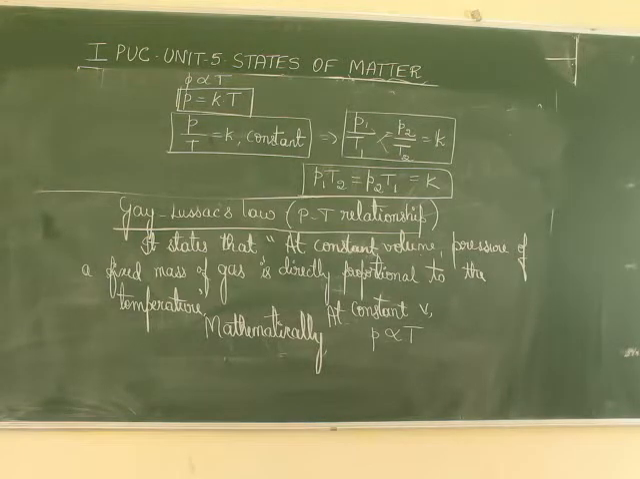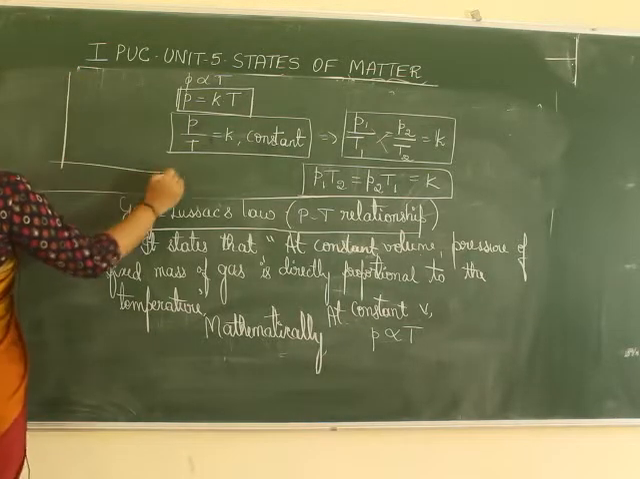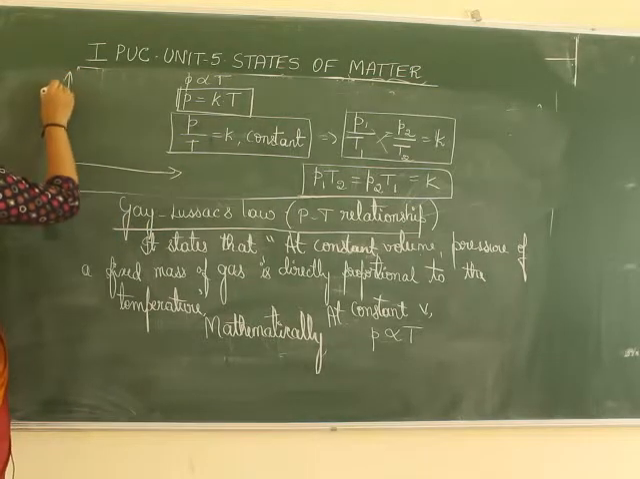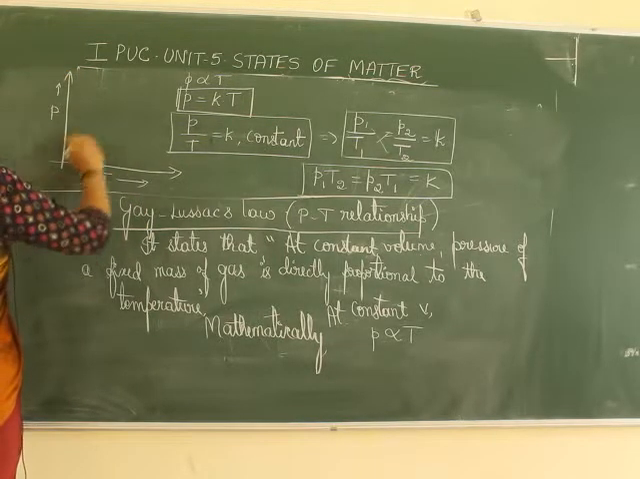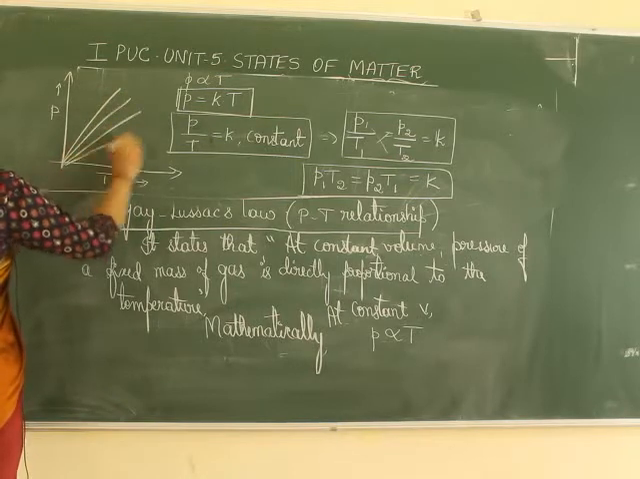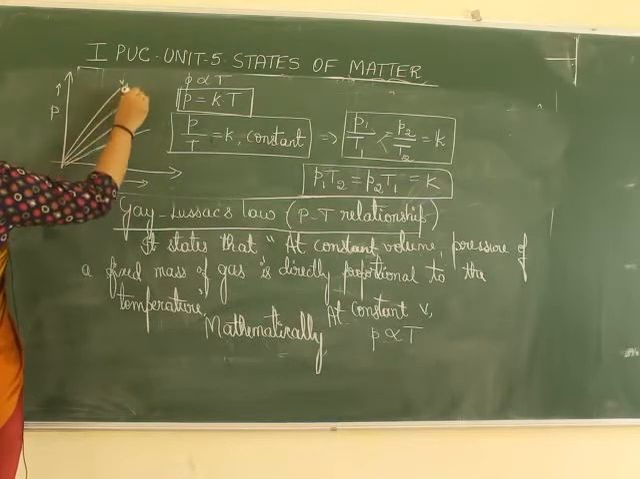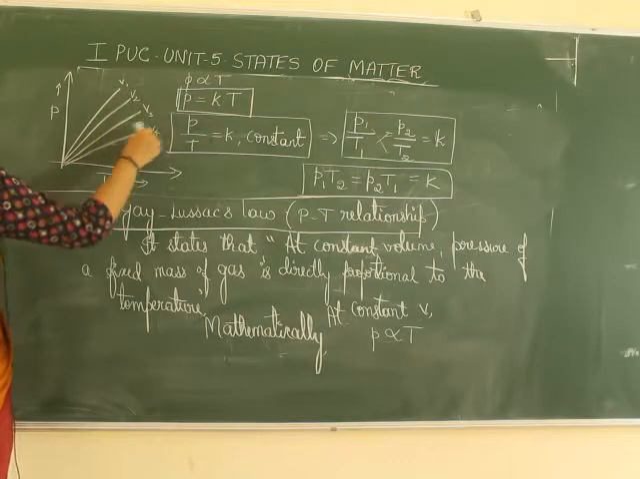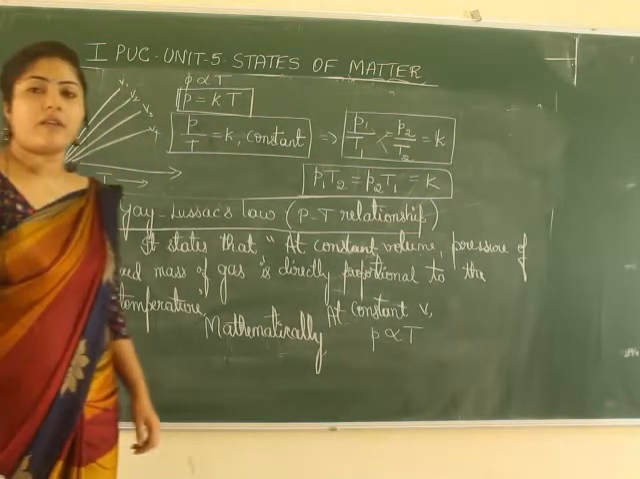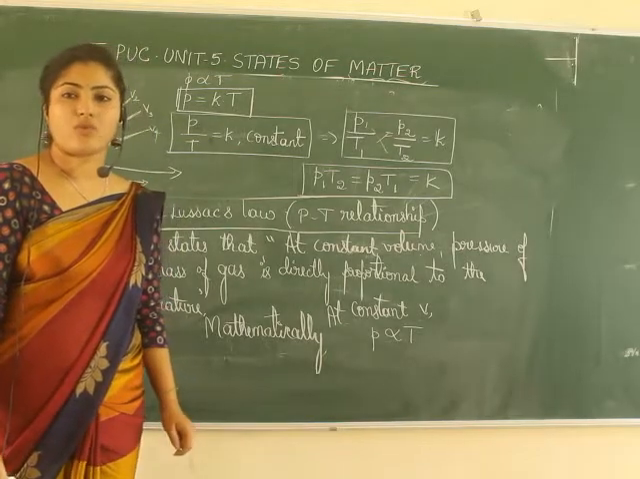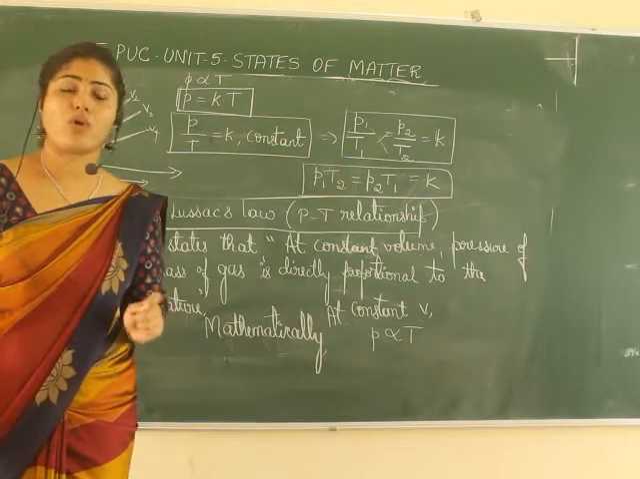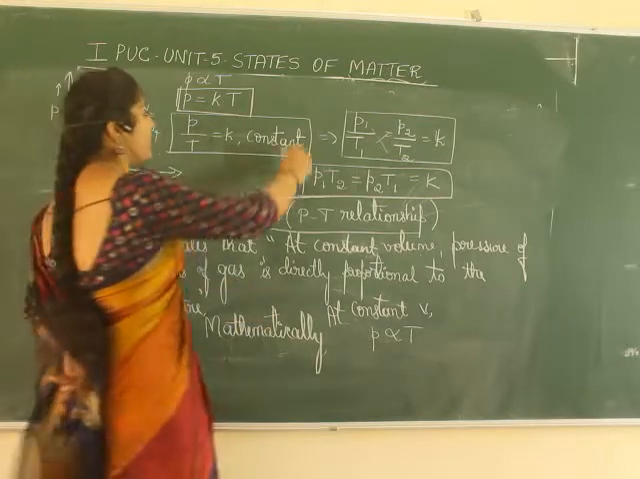We'll just see how the graph looks. The graph of pressure versus temperature will be a straight line. I'll just write it here. Graph of pressure versus temperature will be straight lines. Here is V1, V2, V3, V4. Do you know what the graph is called? At a constant volume, it is called isochore. C-H-O-R-E. Isochore. It refers to constant volume.